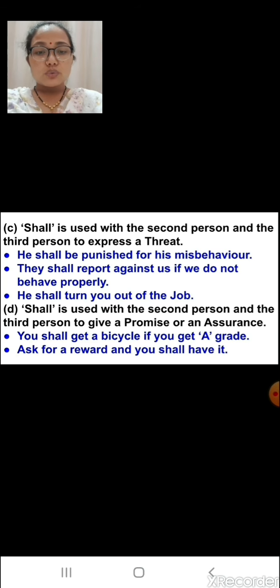Shall is also used with the second person and the third person to give a promise or an assurance. For example, number 1, you shall get a bicycle if you get A grade. Number 2, ask for a reward and you shall have it.